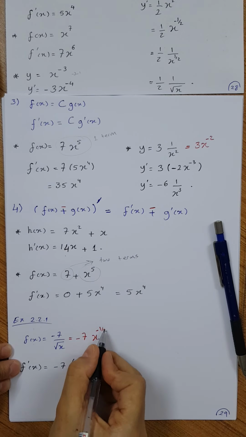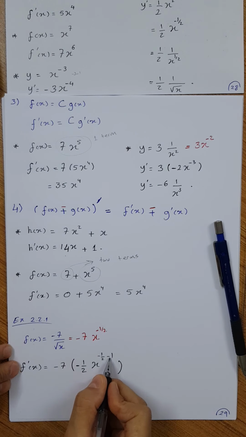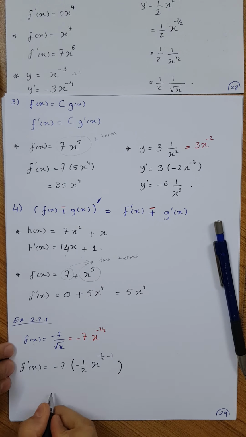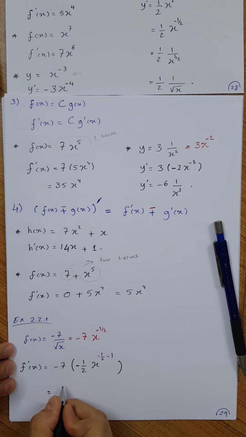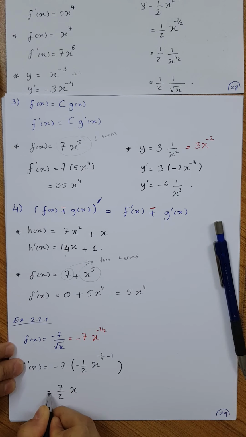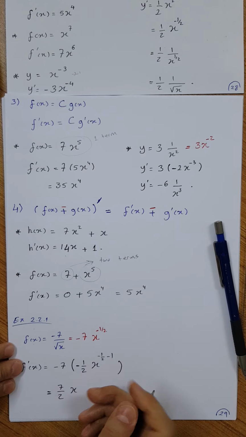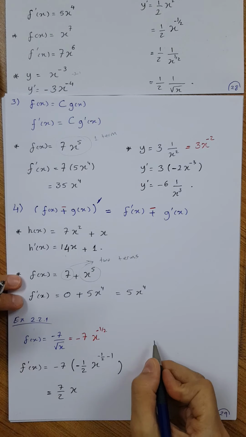Because we are decreasing, the power comes in front and we are decreasing the power by 1. So that one is equal to what? Minus multiplied by minus is equal to positive 7 over 2 x to the power of minus 1 over 2 minus 1. If you remember, you're equalizing the denominators.